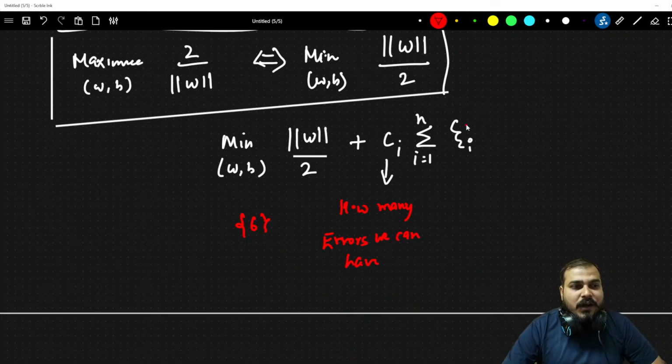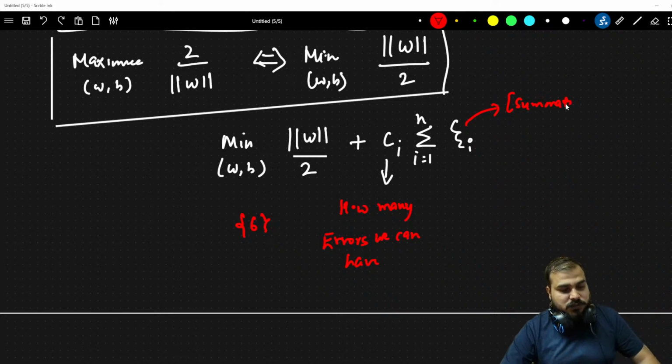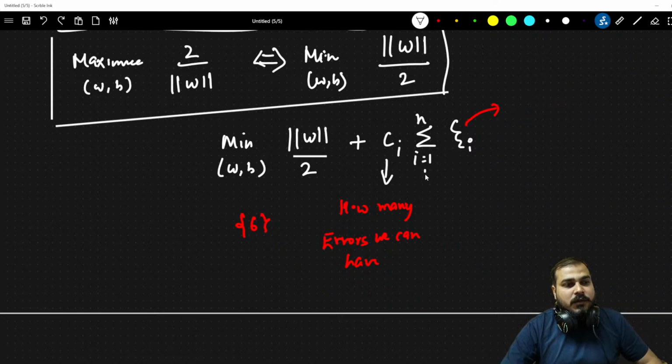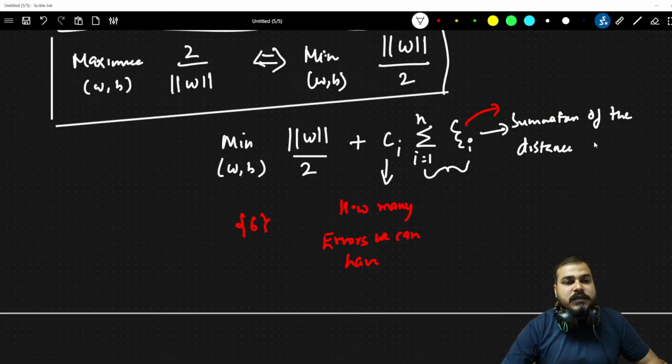Eta of I basically says what is the summation. See, I'm going to write it down. Since we are doing the summation, this entire term basically mentions the summation of the distance of the wrong points, wrong data points.